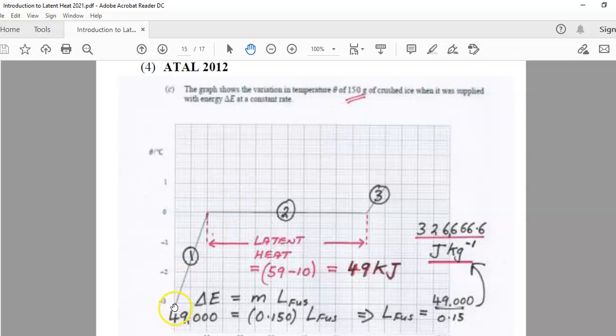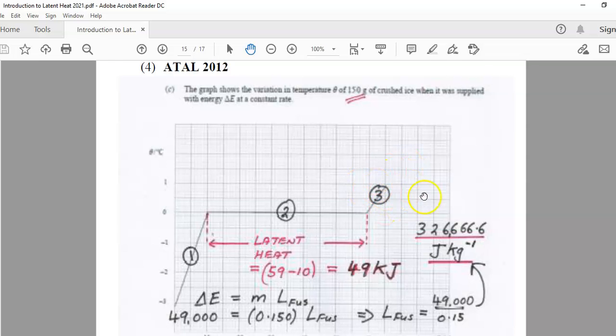So it started with the ice just below minus 3 degrees Celsius. Energy was added to the ice till it came up to 0 degrees Celsius. More energy was added to the ice and its temperature did not change. That means it was melting. Fusion was occurring. This is latent heat there. And then more energy was added to the ice and its temperature went up.